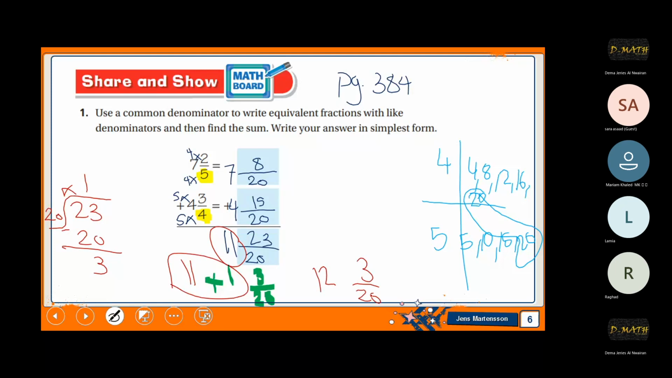Is it clear? So you must write it in the simplest form. What do I mean by the simplest form? If you have something like 8 over 10, it's not in simplest form. You have to simplify it. Or if the numerator is greater than the denominator, you have to simplify. Let's solve more examples.